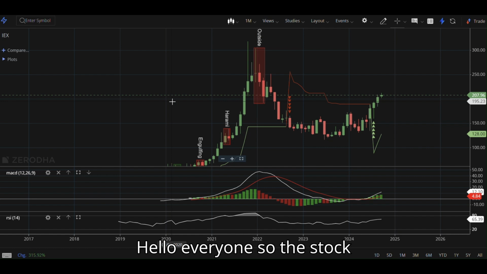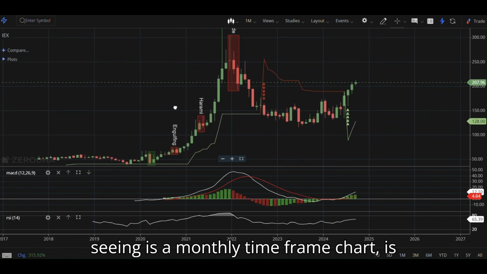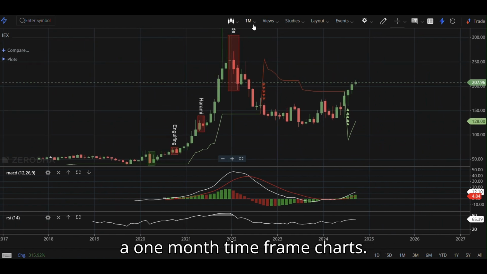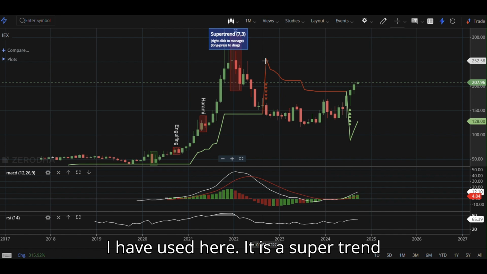Hello everyone. So the stock in focus right now is IEX, Indian Energy Exchange. The chart that you're seeing is a monthly time frame chart, a 1 month time frame chart. Let's first look at this indicator that I have used here. It is a super trend indicator.